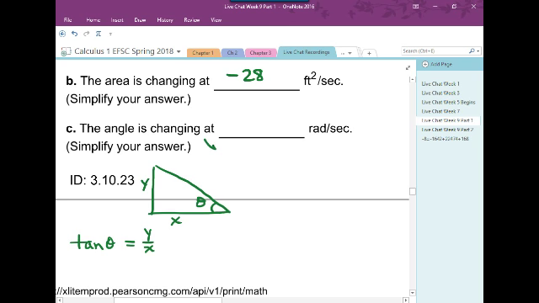So we are being asked to find d theta dt, the rate of change of the angle over time. So the only way to do that is to take the derivative of both sides of the relationship that we just constructed. So we're going to take d dt of tangent of theta and d dt of y over x.